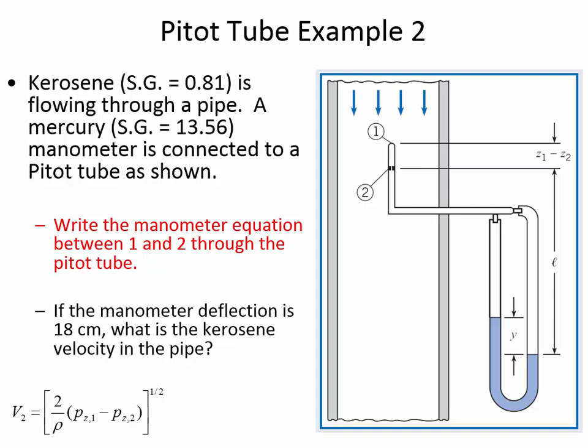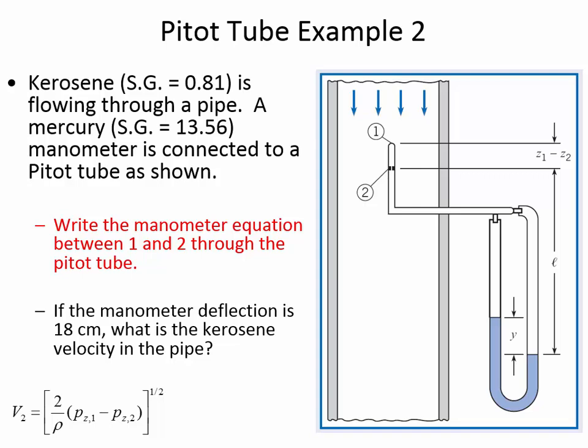That's the main unknown of this problem. That's why we have this: we're measuring a deflection here of 18 centimeters. So if we have y equals 18 centimeters, then from that we should be able to tell the velocity of kerosene going through the pipe. One of the important keys is that we don't just have the pressure automatically given to us. We have to use the manometer equation between 1 and 2 through the Pitot tube. And so let's start with that.